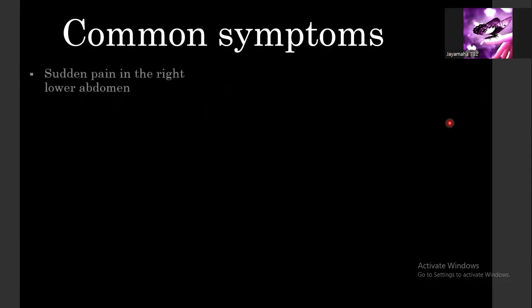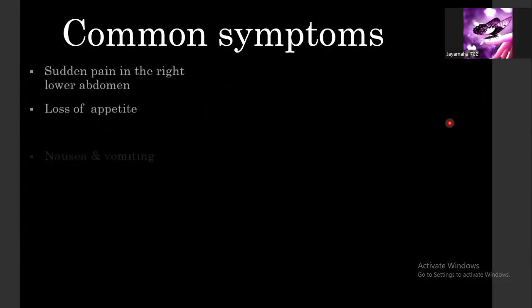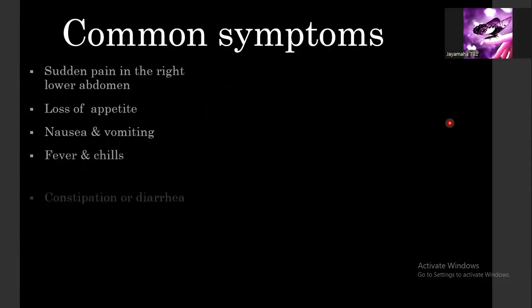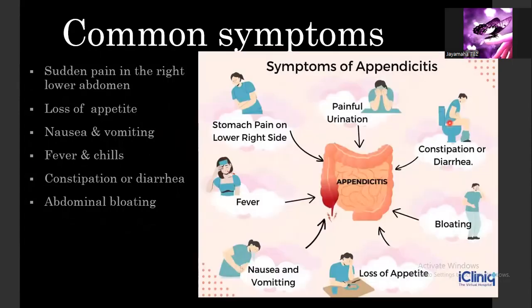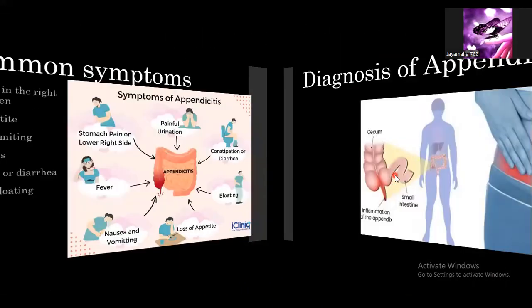So let's see what are the common symptoms of appendicitis. It will cause sudden pain in the right lower abdomen, loss of appetite, nausea and vomiting, fever and chills, constipation or diarrhea, and abdominal bloating. So from this picture, you can see the symptoms very clearly.